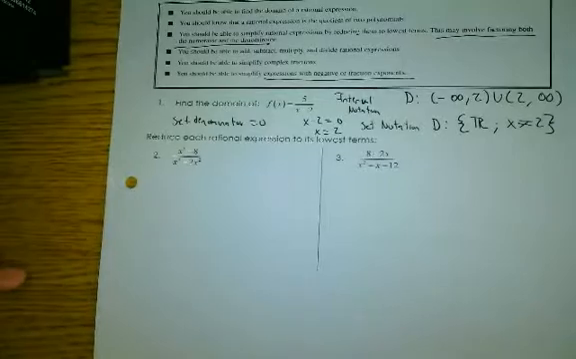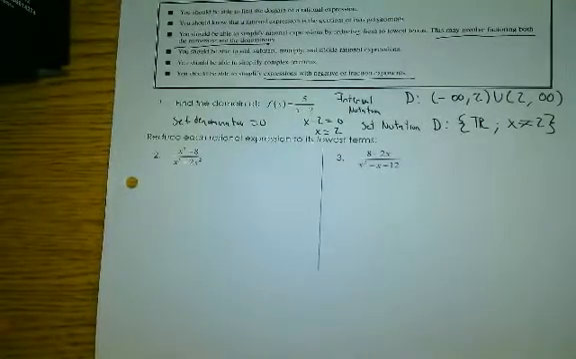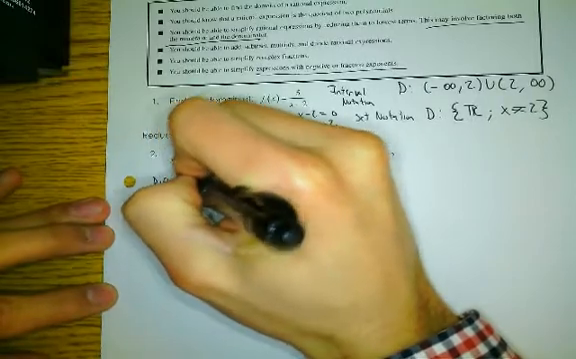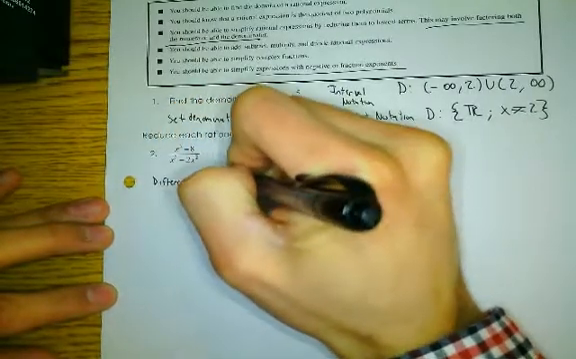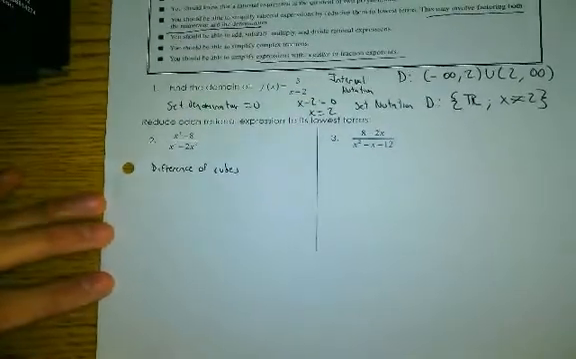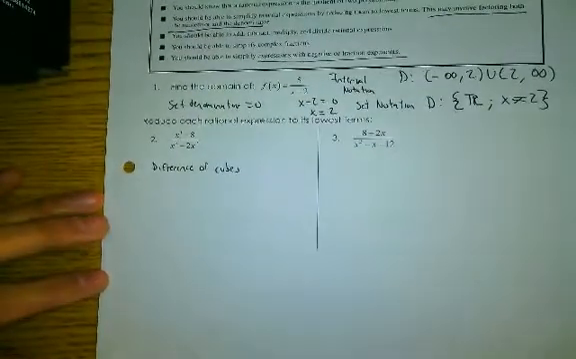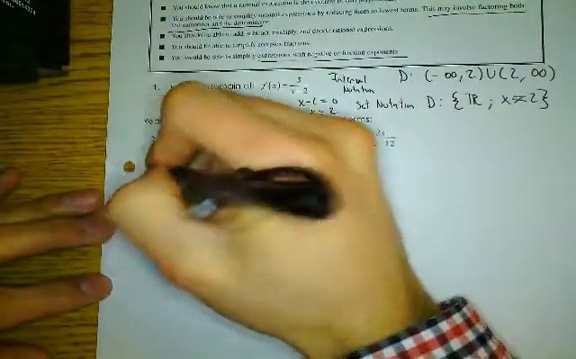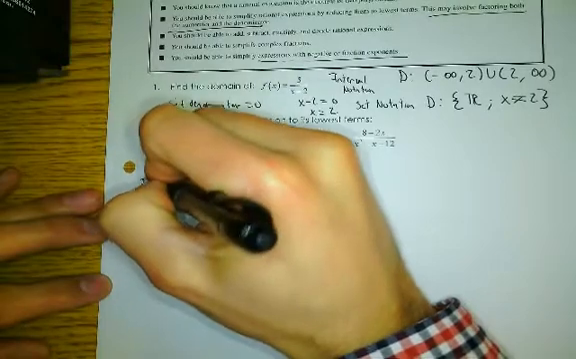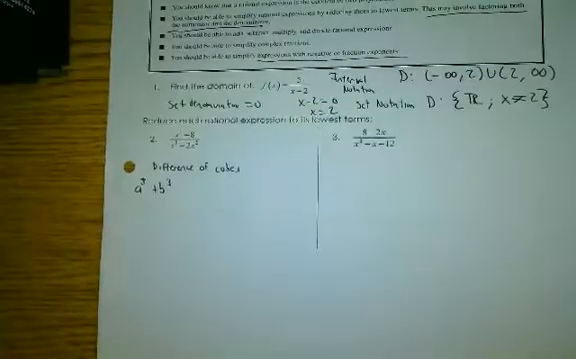Do you guys remember what this is? What is this? This is a difference of cubes. And if you don't remember the formulas, you need to memorize them, and here they are. Sum of cubes is going to have an a value cubed, so let's say a cubed plus b cubed, where a and b are real numbers.